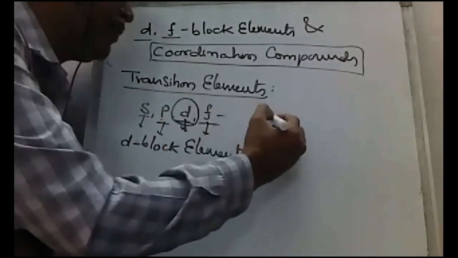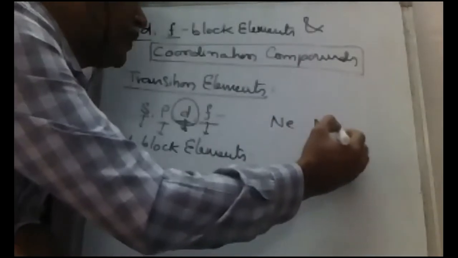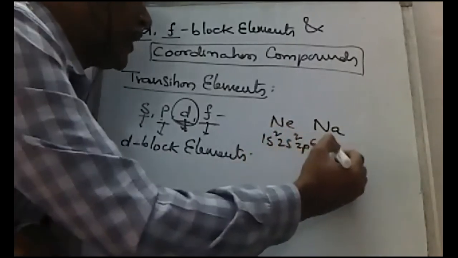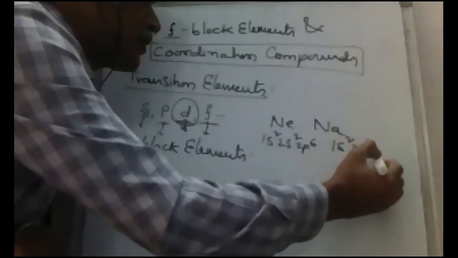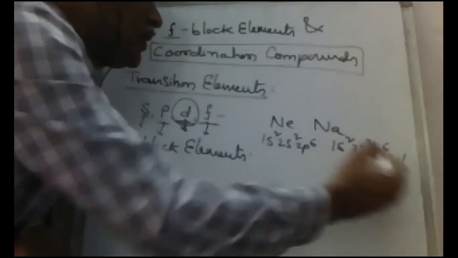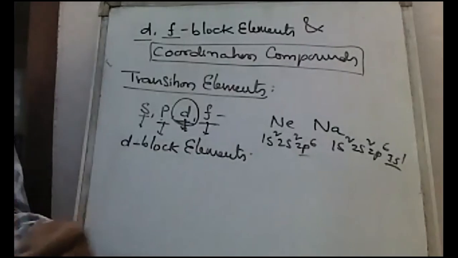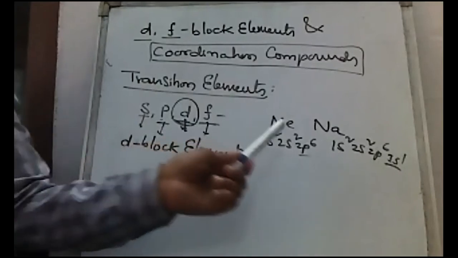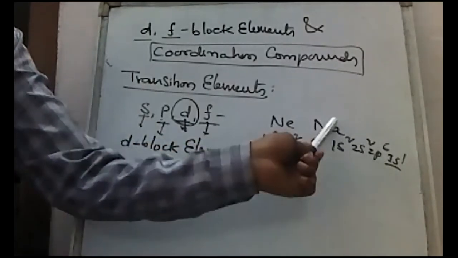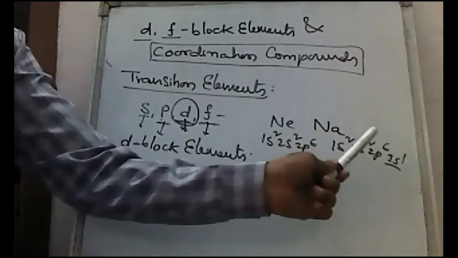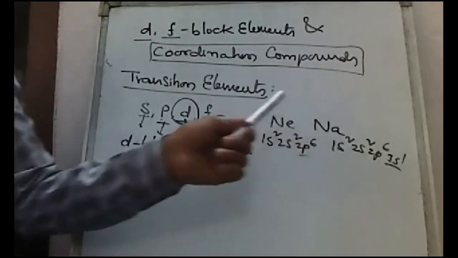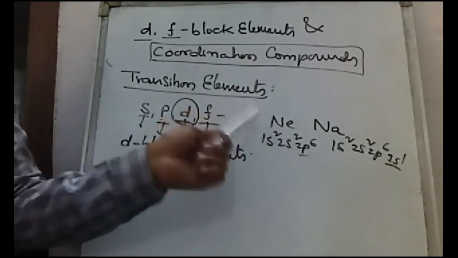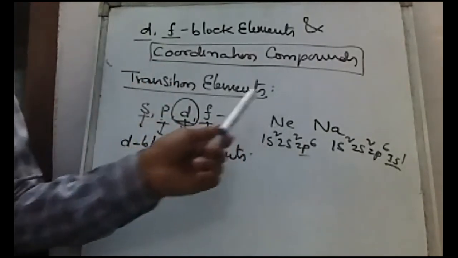For example, if you take neon and sodium, what is the electronic configuration of neon? 1s2, 2s2, 2p6. What is the electronic configuration of sodium? 1s2, 2s2, 2p6, 3s1. So this is the difference from the previous element to the next element, and that electron we call the differentiating electron. Here in sodium, the differentiating electron enters into s orbital, that's why sodium is an s block element. Whereas in neon, the differentiating electron enters into p orbital, that's why neon is a p block element.